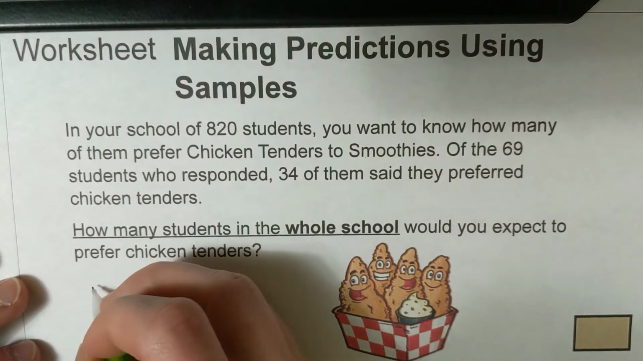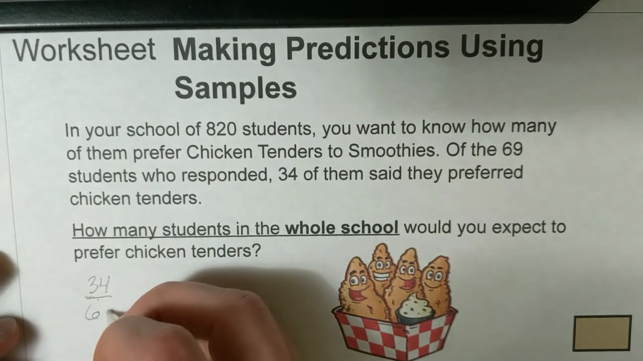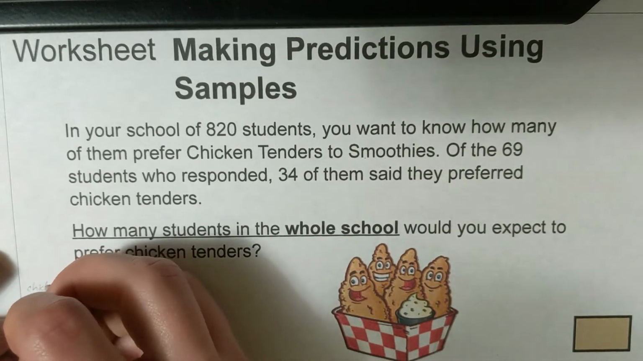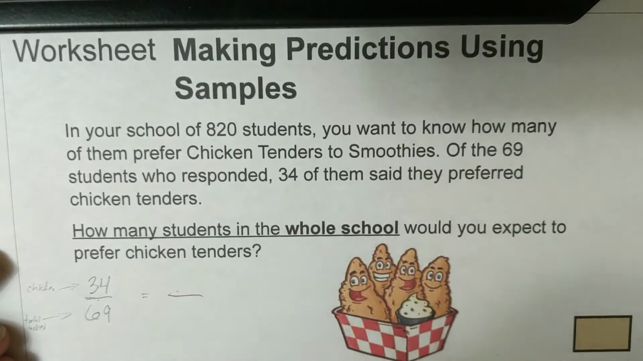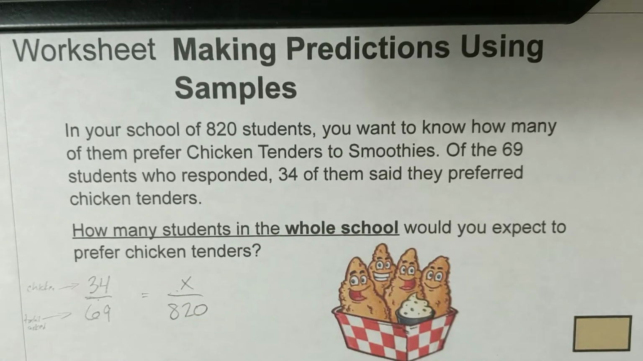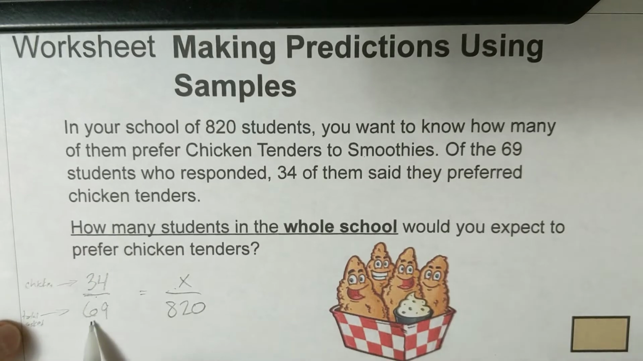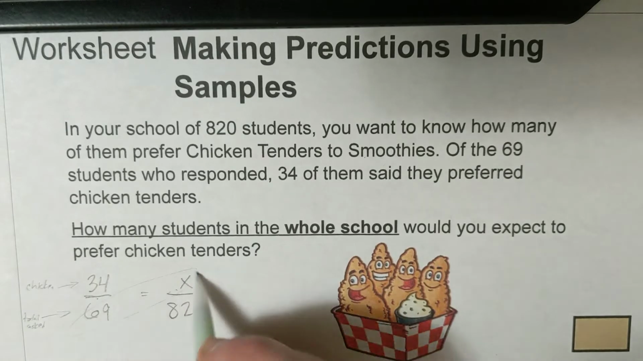So what we're saying is that if 34 out of 69 students preferred chicken tenders, so this is chicken to the total asked, and then we're trying to figure out how many out of the entire school of 820 students. Okay, so this is our proportion that we have set up, and we can go ahead and solve that with cross products. So again, 34 out of 69 like chicken tenders, so we're wondering how many would like chicken tenders out of the total. All right, so we're going to use cross products, like I said.